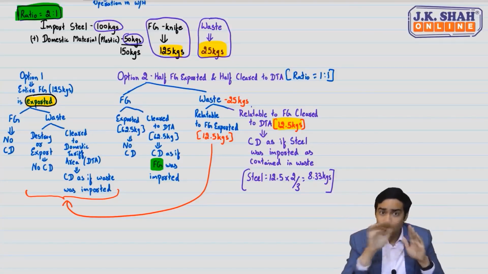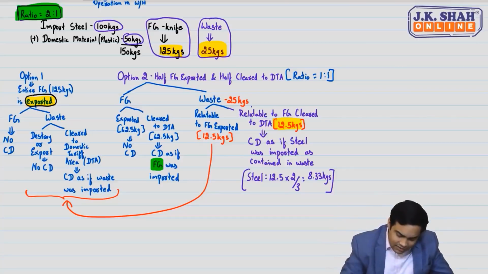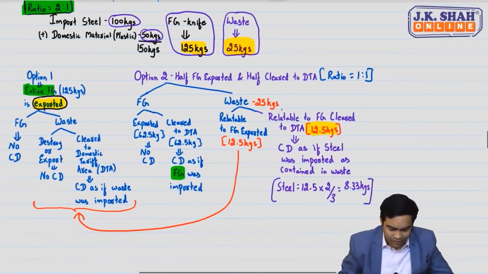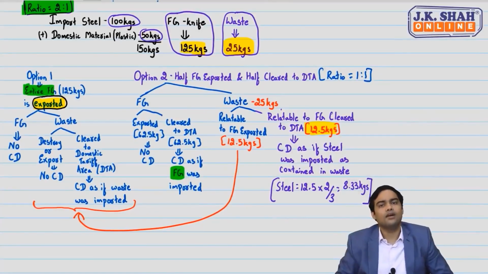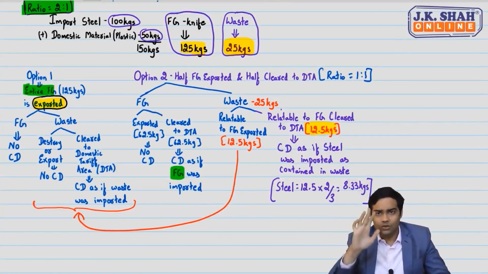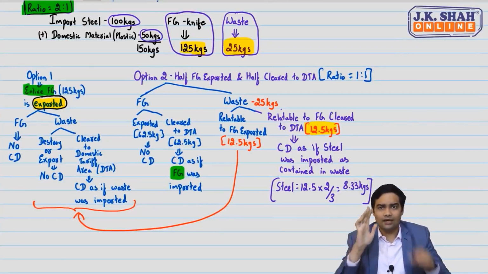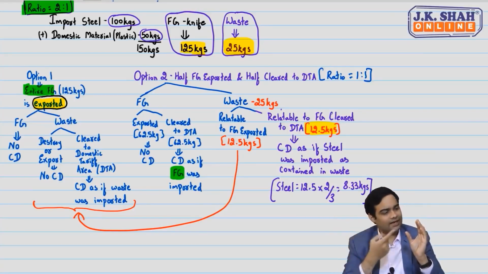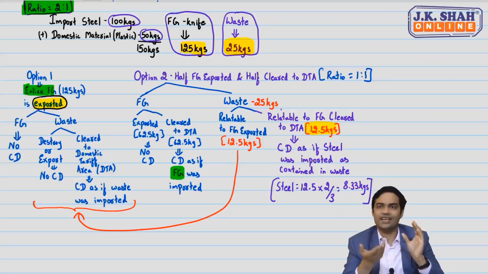But if you want to avoid this, please export entire finished goods. You export entire finished goods, then nothing will apply. This is how the law is framed. Now I will sum it up. You see it on the screen and visualize this. If entire finished goods is exported, you get an advantage for waste. Waste, if you destroy or export, no custom duty. Waste to DTA as if waste was imported.